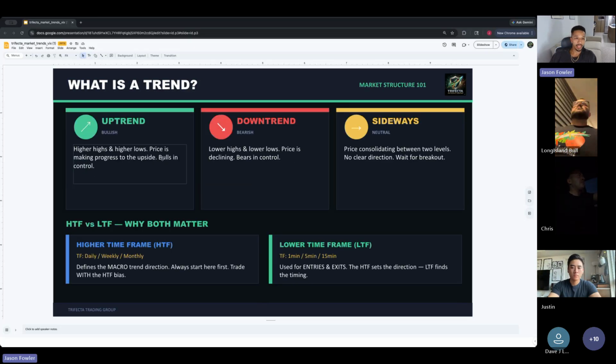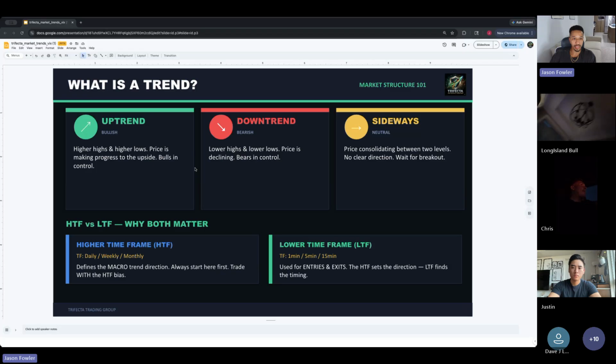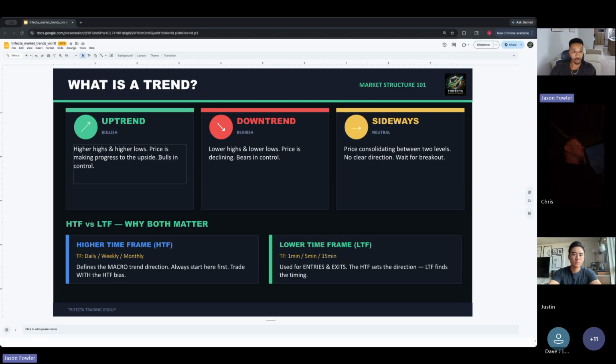So first thing is, what is a trend? Pretty simple, right? It's the direction the market is headed in, whether you're trading Apple or the overall index. You're either in an uptrend, a downtrend, or sideways. In an uptrend you want to see higher highs and higher lows. You'll see that on a higher time frame chart. If you draw a line underneath, the general trend will follow that, and that's bullish. A downtrend will be bearish, the opposite: lower lows and lower highs.